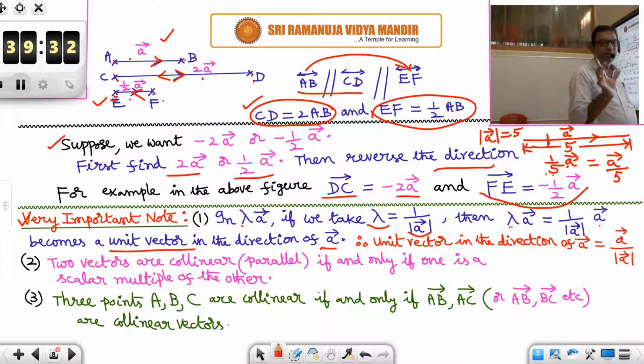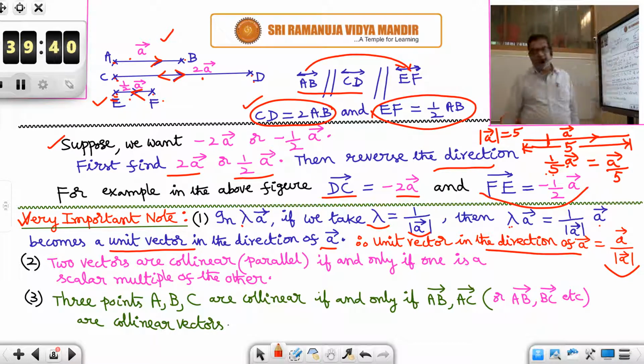Divide it by 10, the length becomes 1 unit. So therefore, A bar by mod A bar is a unit vector in the direction of A bar. This is very important in solving the problems. So in problems, you may be asked to find a unit vector in the direction of A bar. Then you have to just divide A bar by mod A bar.